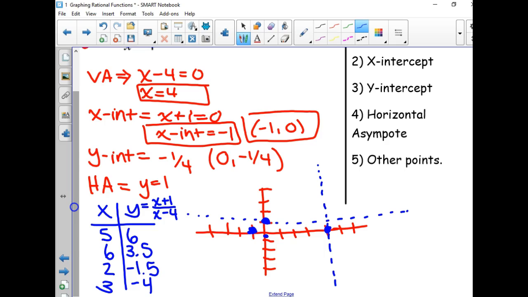At 5, we're at 6. So 1, 2, 3, 4, 5, 6 up here. At 6, we're at 3.5. At 2, we're at -1.5, so about right here. At 3, we're at -4, so right here. And now we can check decimals if we need to, but it's going to come up and hover over this line right here, and then come down and hover over that line. Down and hover, over and hover, just like that. Do we have any questions?